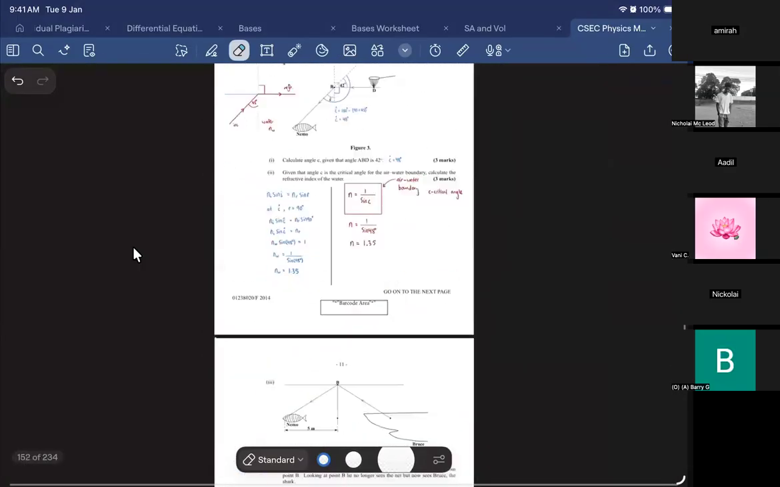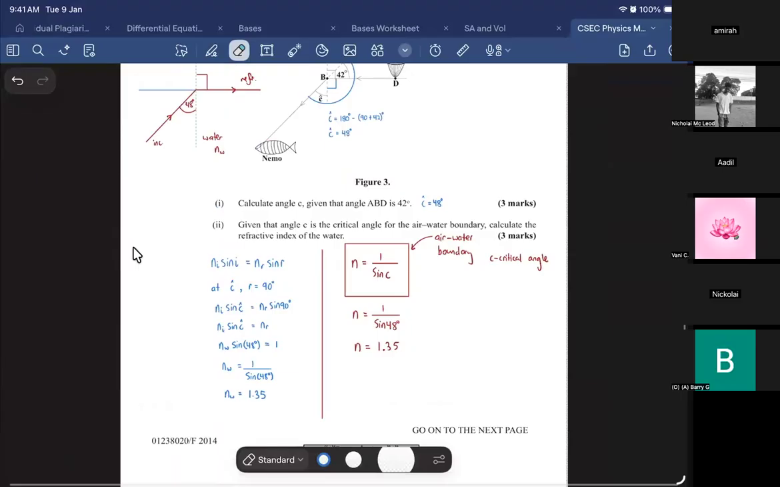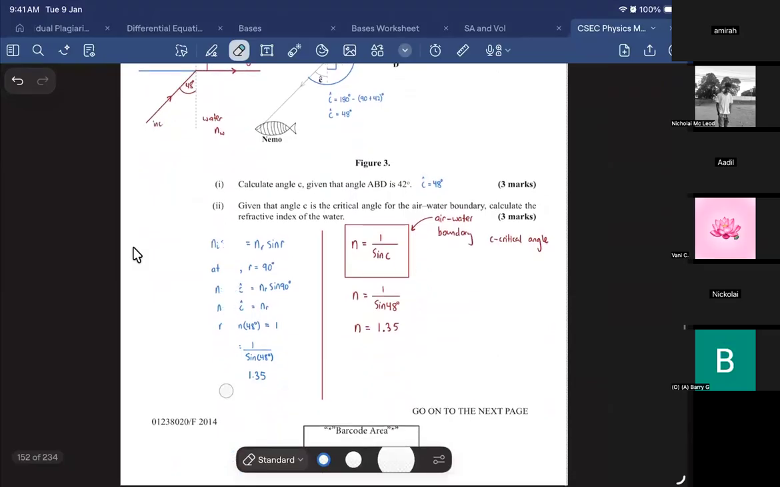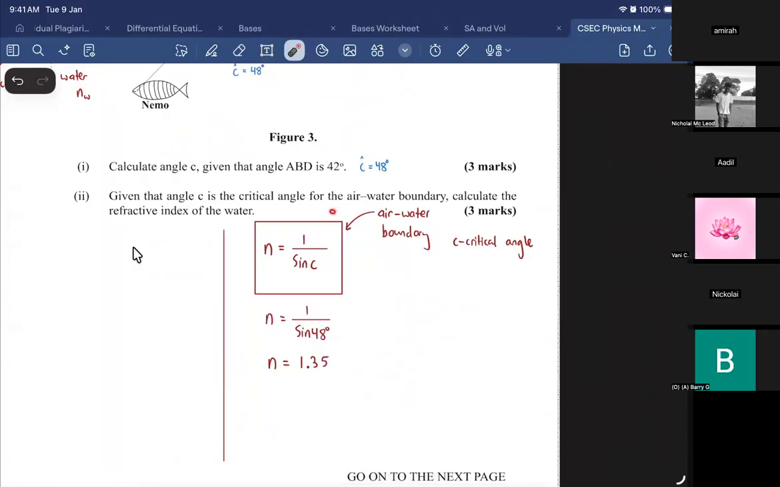So I'll explain the question again, because I feel like a lot of us are confused. Let me run through this one more time. If you understand this, just do this and you will get all your marks. What I'm going to show you is what to do if you forget this, to derive it in the exam. But anytime they ask you to find the refractive index of water for the air to water boundary, this is the formula to use: n is equal to 1 over sine c.